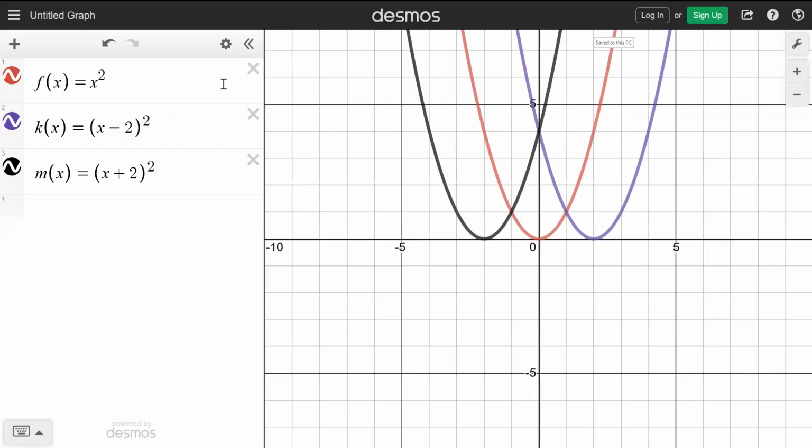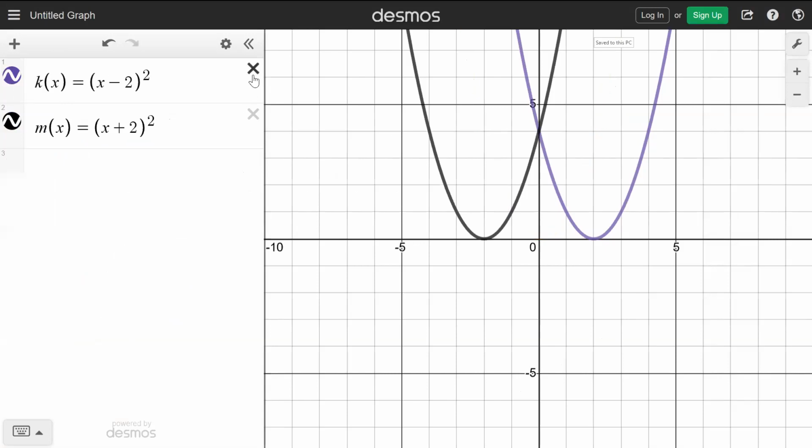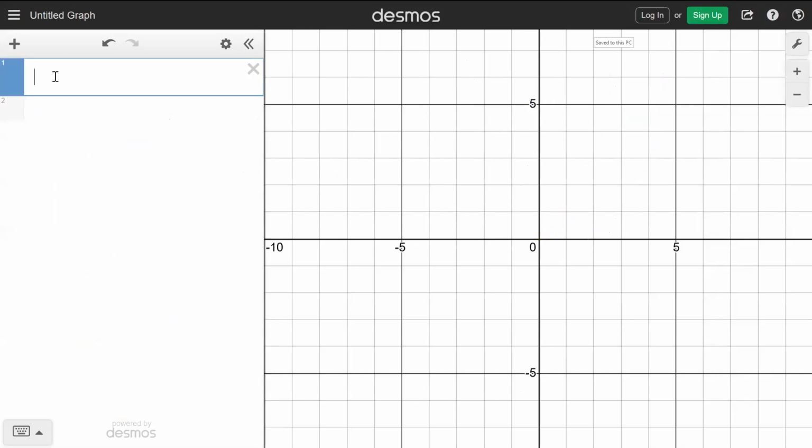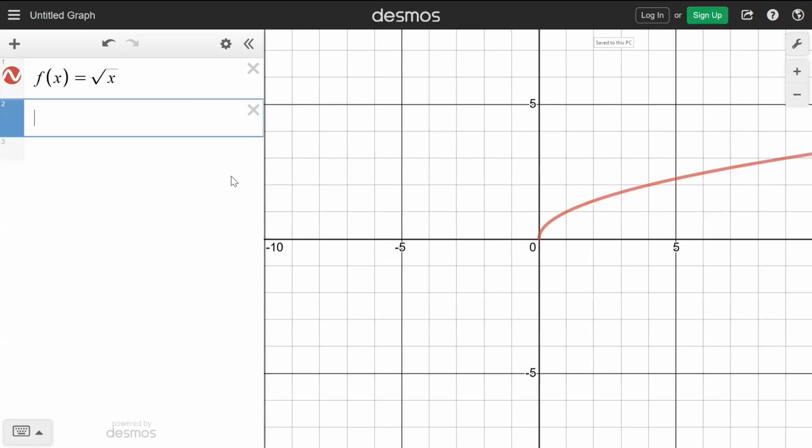All right, and I'm going to clear out these functions. I'm going to start now with the function f of x equals square root of x. And for those of you who are using Desmos, maybe yourselves, to do a square root on here, you can do sqrt and it'll give you a square root. So there's our square root of x, the red graph.